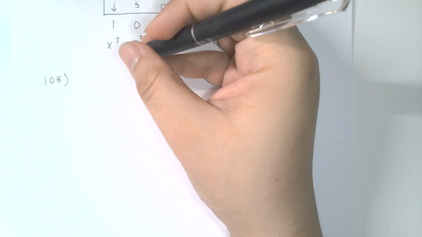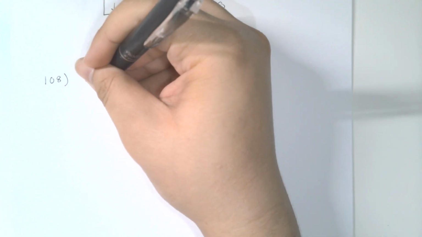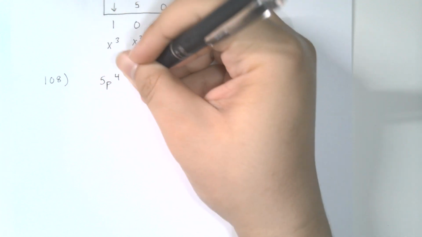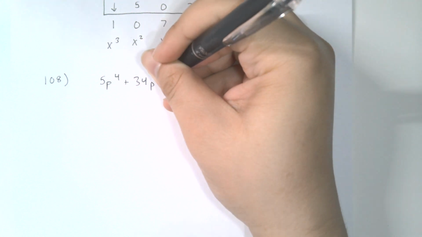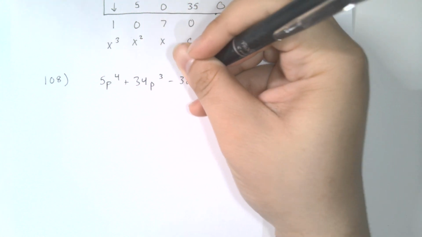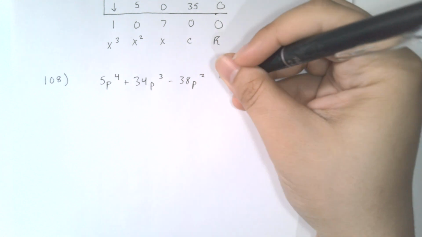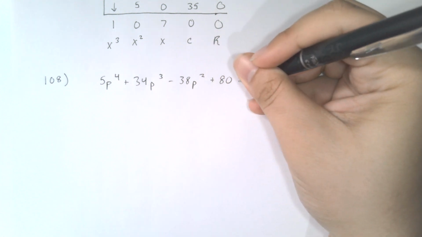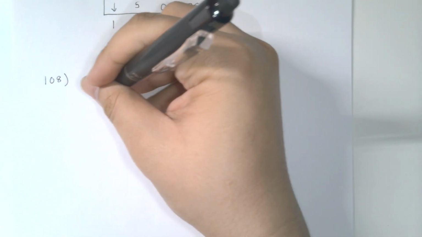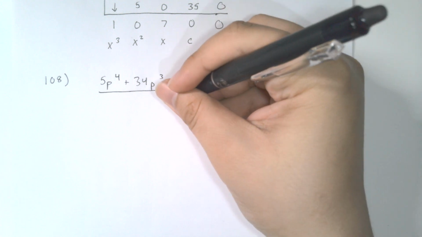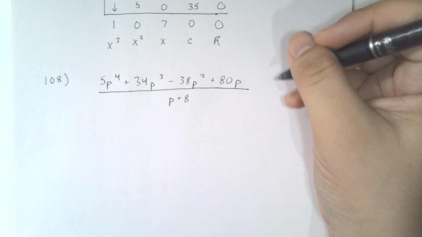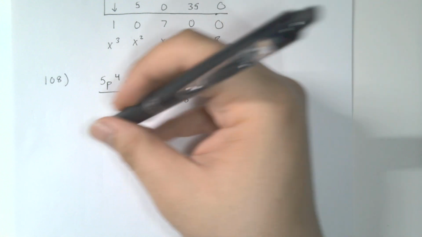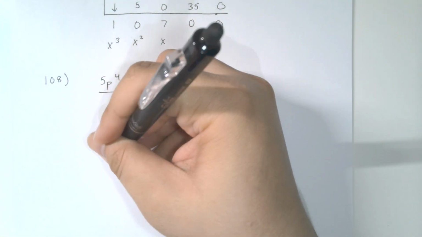And for 108, last one for this video, we have 5p to the fourth plus 34p cubed minus 38p squared plus 80p all over p plus 8. So since this is a plus 8, we put a minus 8 outside of our box.